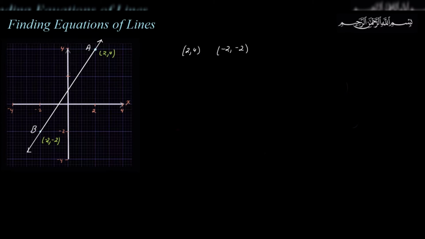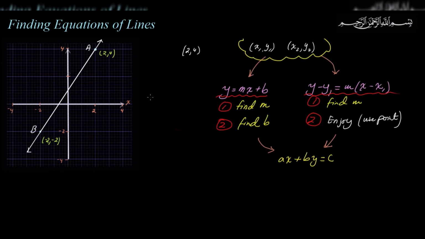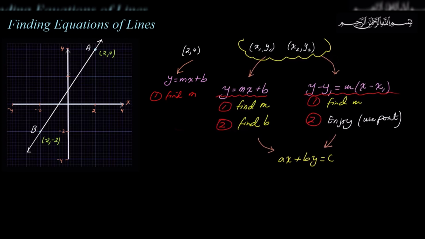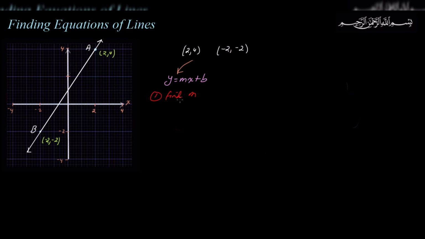So if you recall, the way we define the equation is a two-step process. We have to find the slope, and then we have to find the y-intercept, right? So that's what I'm going to do. I'm going to find the equation of this line first in the slope-intercept form, that is, the y equals mx plus b form. And step one, if you recall, was to find the slope. You can't get away without finding the slope. For both of these, you have to find the slope, okay?